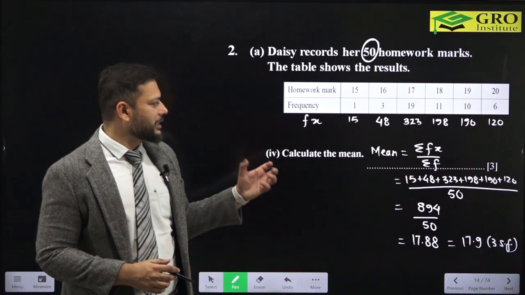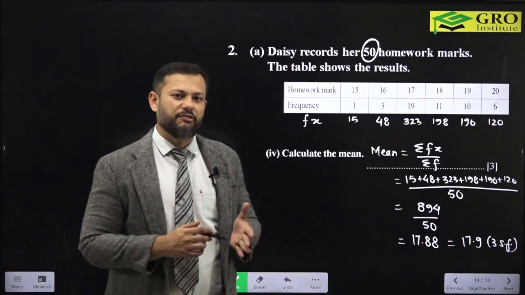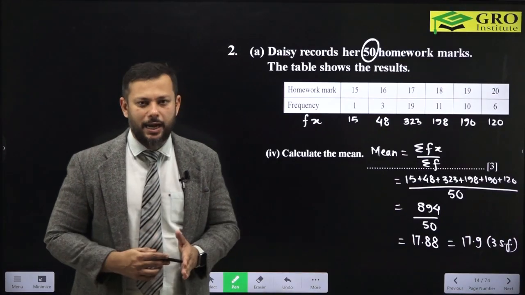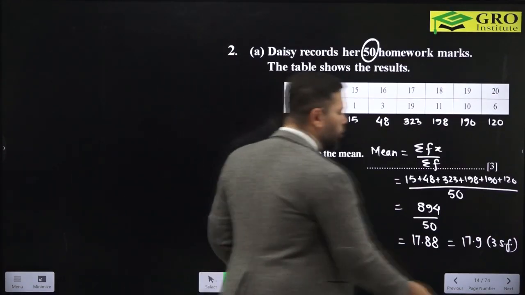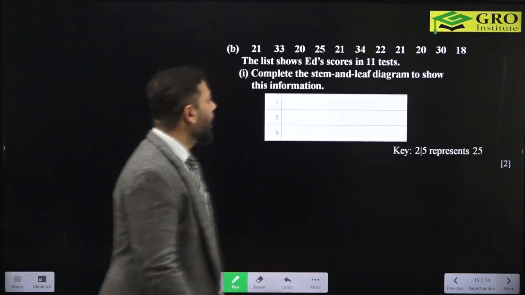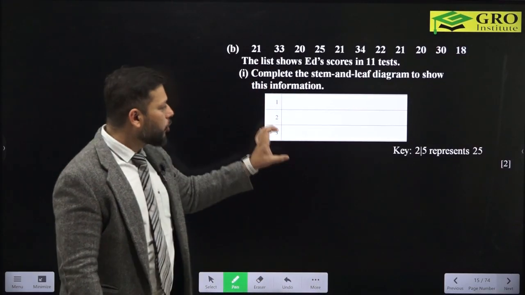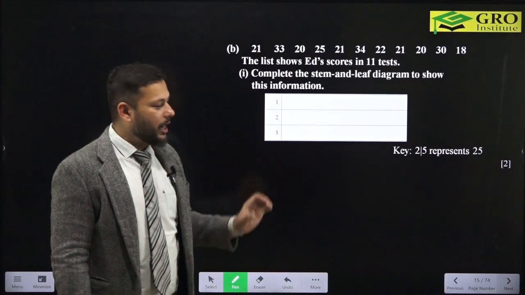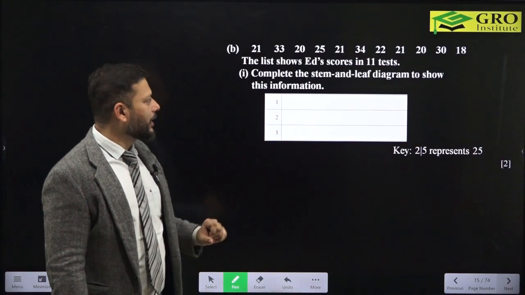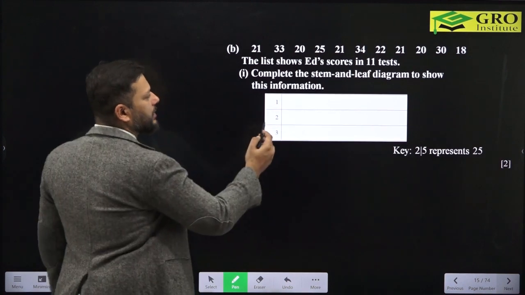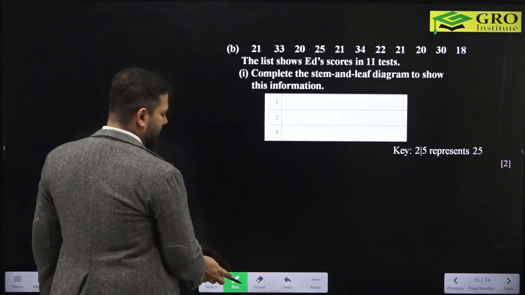This is about the simple calculation of range, mean, median and mode. Let's move ahead and do part B of this question. Part B of the question is about the stem and leaf diagram. This is about the representation of data in a different way. Let us look at the data. The list shows Ed's scores in 11 tests, right?